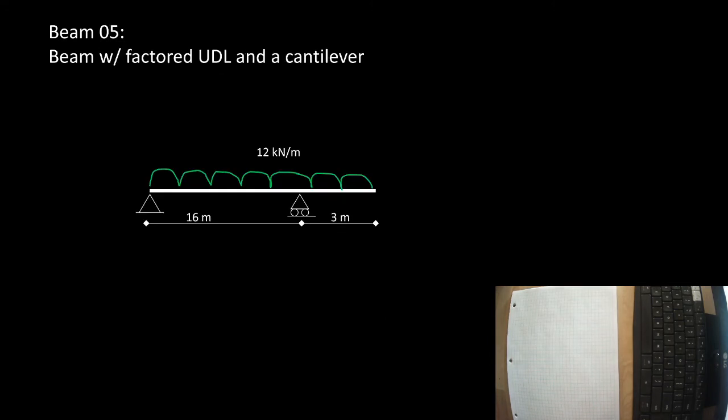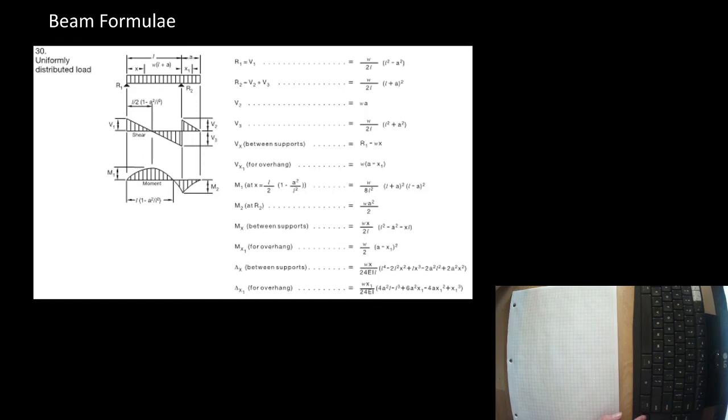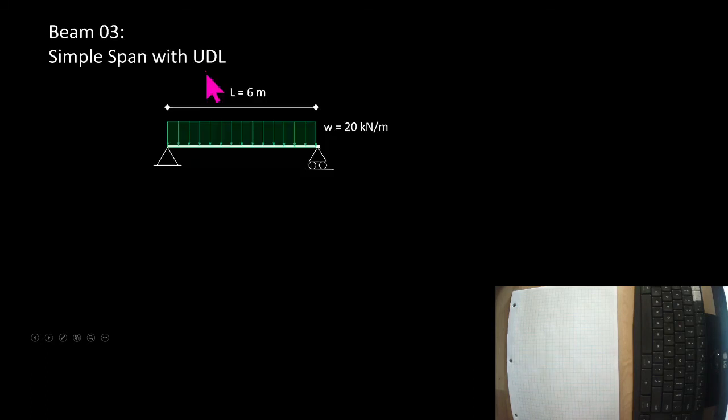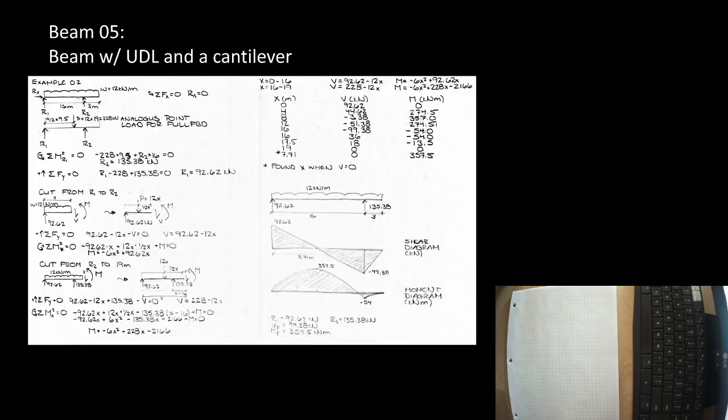And then there is a uniformly distributed load with a backspan and a cantilever with values here. And that one is also in this. Here's this one right here, where you can go through and pick at various points using method of sections that I taught you. So you have all of those worked out right here, step by step, where first we solve for the reaction, and then we solve for the analogous point load for the full free body diagram to get those reactions.